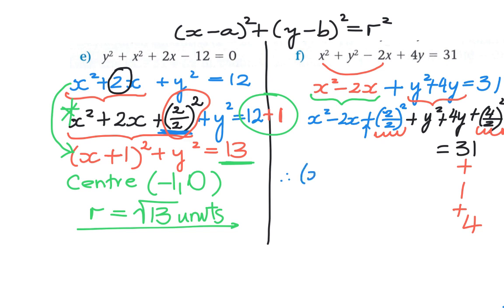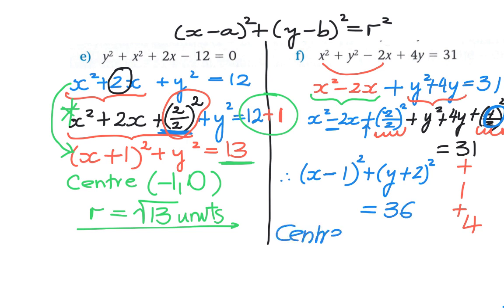I get x minus 1 squared plus y. Now this, remember, here 4 over 2 was a 2, so it's plus 2 squared, and that's equal to 36. So in this example, the center of a circle has coordinates 1 and minus 2, and the radius is the square root of 36, so it is 6 units.